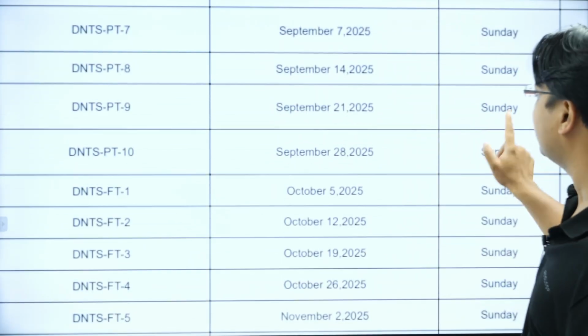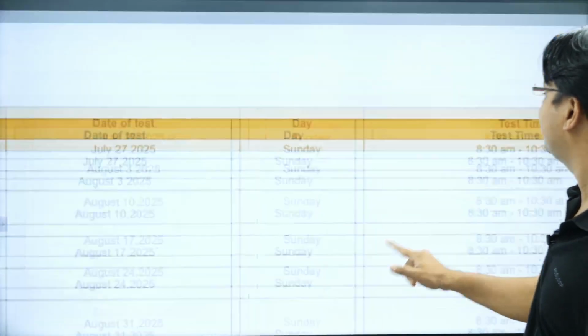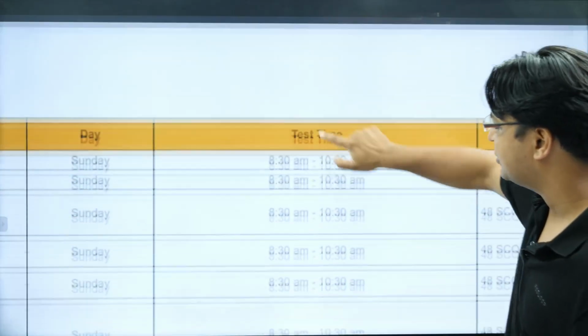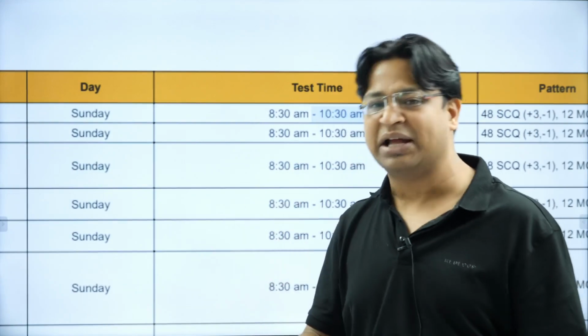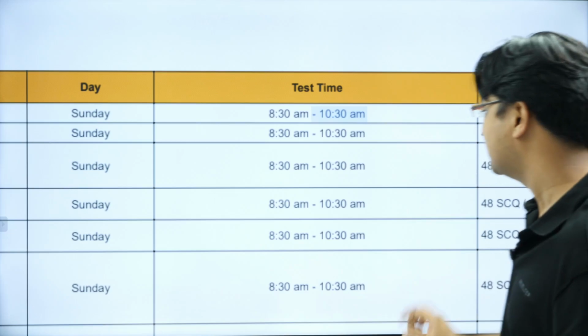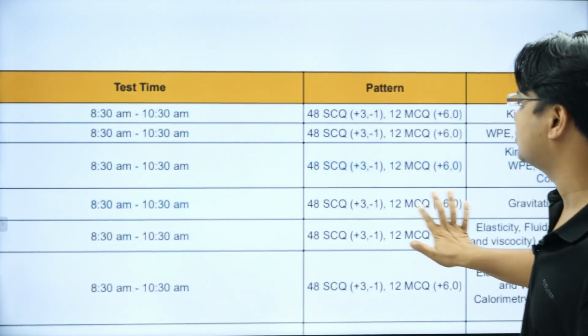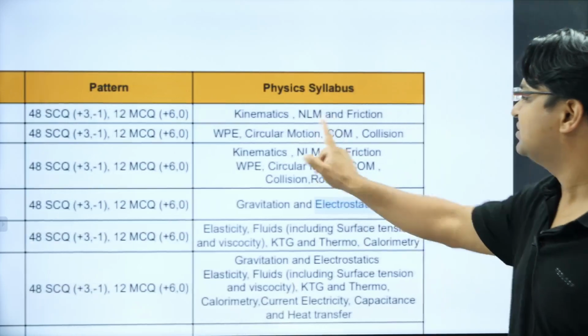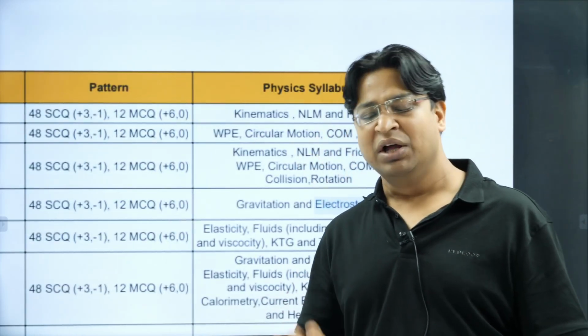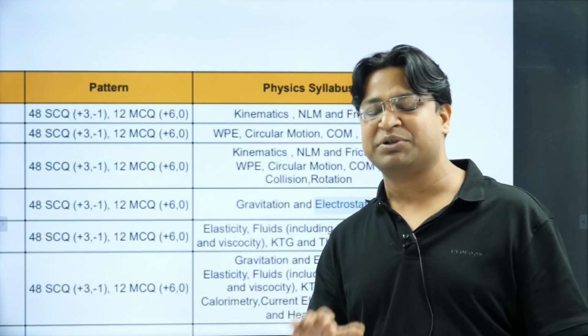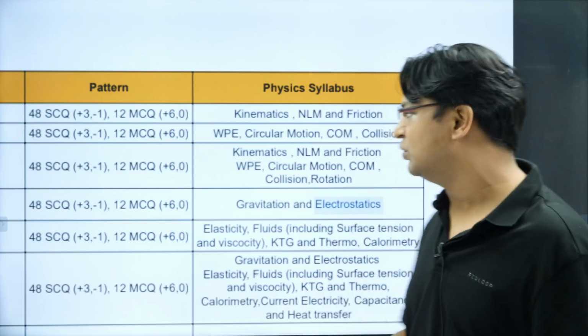Okay, all the tests are scheduled on Sunday, and the syllabus for the part test is also mentioned here. The timing is mentioned here. Timing we are keeping morning time 8:30 a.m. to 10:30 a.m. because that is the time when the NSEP actual exam also happens. So we'll try to condition our body also. The pattern is also listed here, and the syllabus is also listed here. So this entire PDF will be accessible to you. It is present in the description of this session. You can click on that and you can download the PDF.